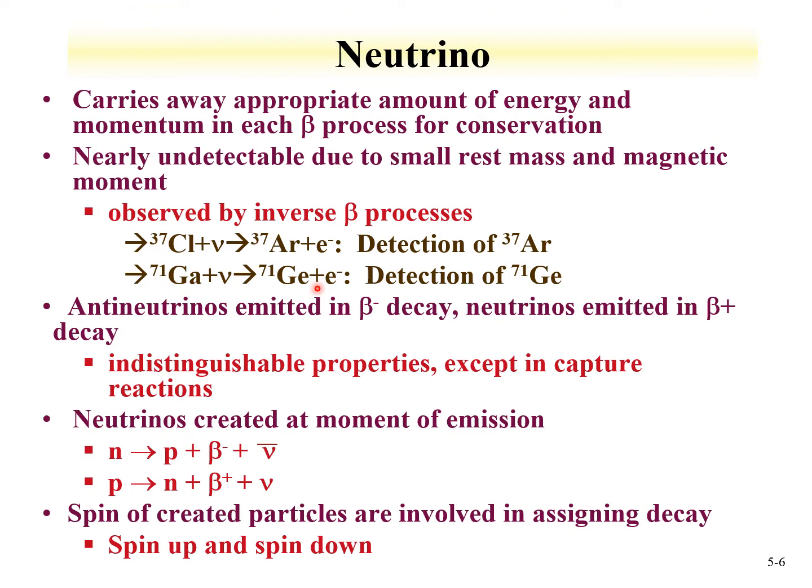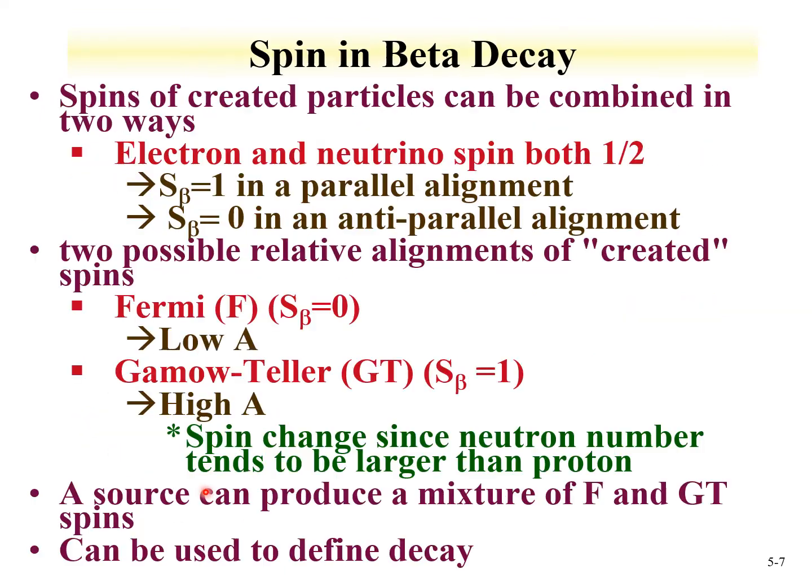Now, antineutrinos are emitted in beta minus decay, and neutrinos, since they are matter, are emitted in positron decay, since the positron is antimatter. And these neutrinos are created at the moment of emission. So the reaction here is a neutron going to a proton, an electron, and an antineutrino, and a proton going to a neutron, a positron, and a neutrino. The spins of these neutrinos are involved in assigning decay, so they can have either spin up or spin down properties. The electron and neutrino spin can be aligned or anti-aligned during decay.